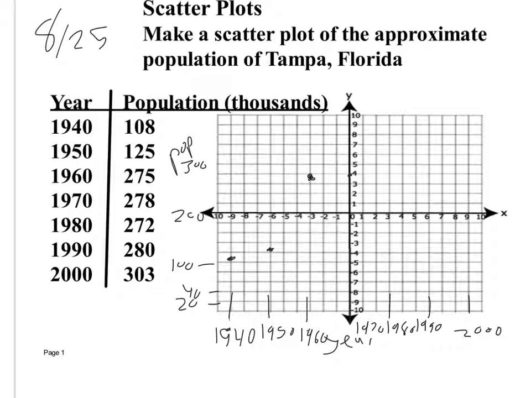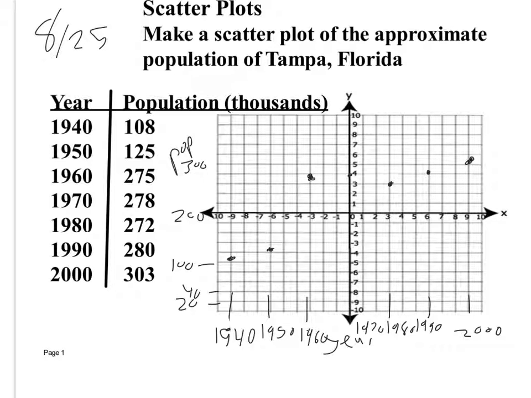1980, it dips down a little bit, not a lot. 1990 is 280, and then in 2000 it was above that, it's above 300. So right there. Now this isn't perfect, but it gives you an idea of what's going on.